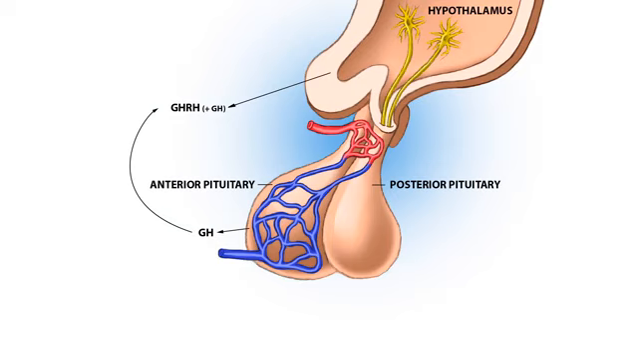Unlike the other pituitary hormones, growth hormone doesn't have a specific downstream gland, but it does have a downstream hormone, which is insulin-like growth factor 1, IGF-1. In the peripheral tissues, IGF-1 is what stimulates all the growth.